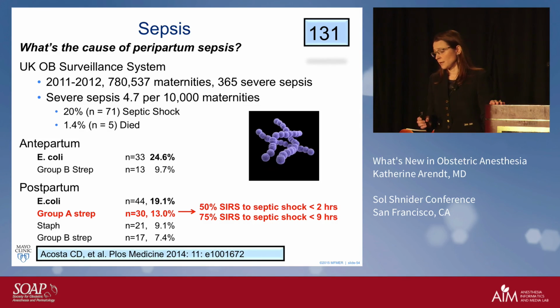50% of women went from their first sign of SIRS, or sepsis, to fulminant septic shock in less than 2 hours. That group A strep moves very, very quickly. So be careful of that postpartum sepsis.